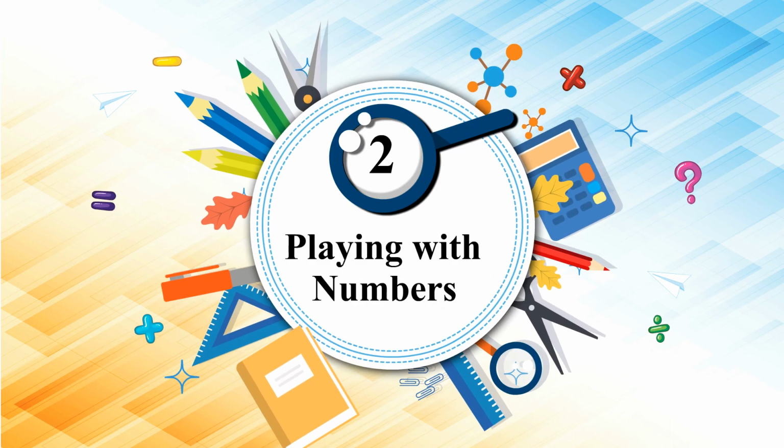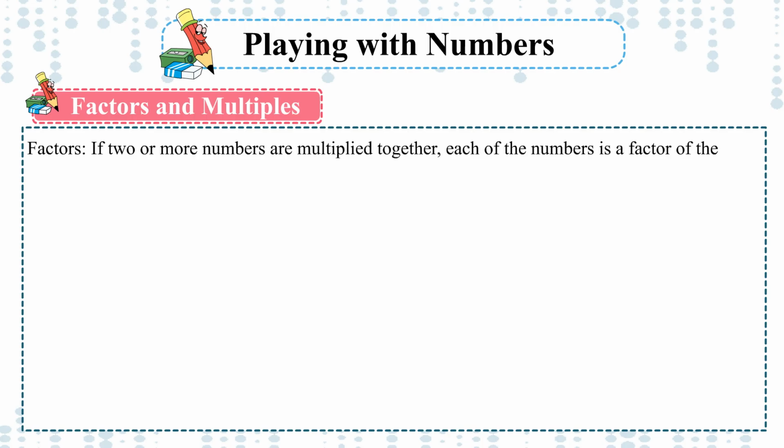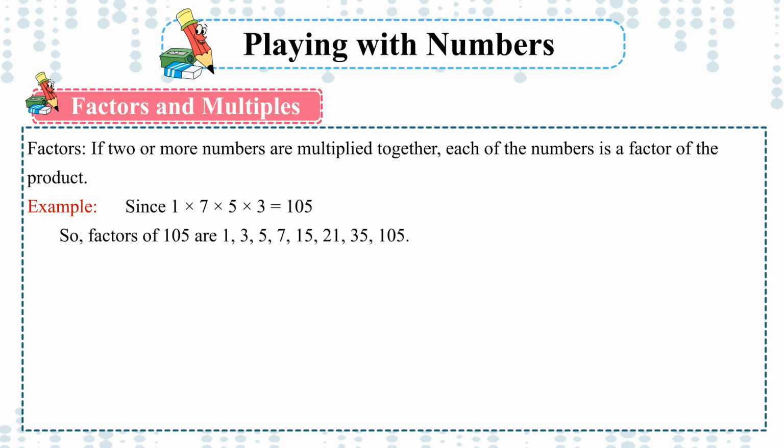Chapter 2. Playing with numbers. Factors and multiples. Factors. If two or more numbers are multiplied together, each of the numbers is a factor of the product. Example. Since 1 multiply 7 multiply 5 multiply 3 is equal to 105, factors of 105 are 1, 3, 5, 7, 15, 21, 35, 105.